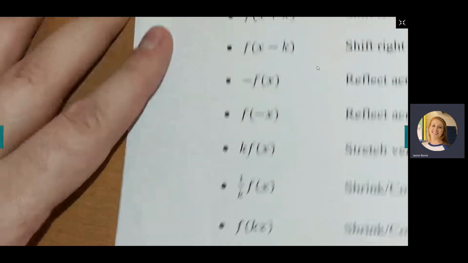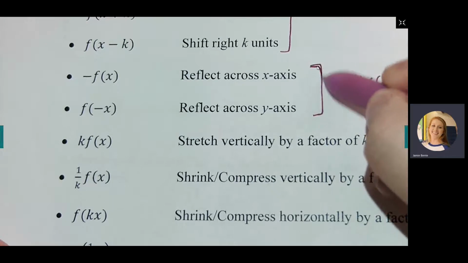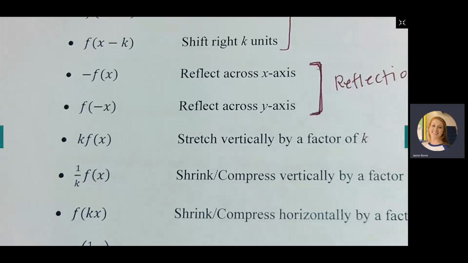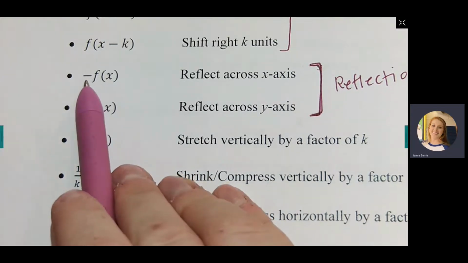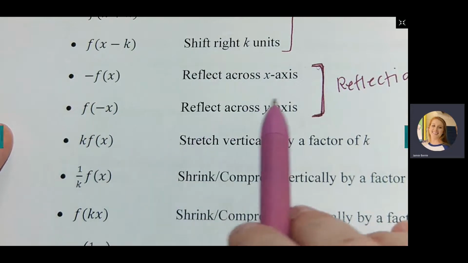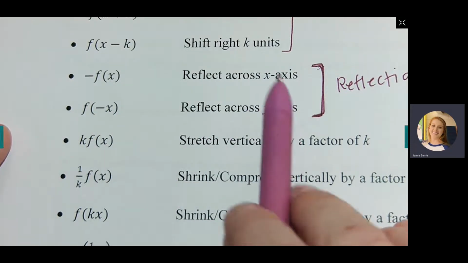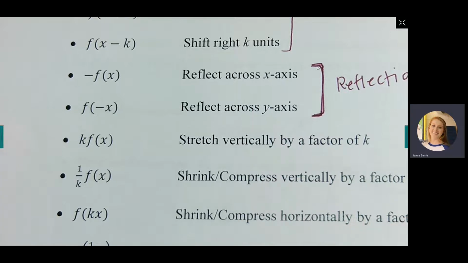All right, so next we have reflection. So we're looking at these 2 reflections. If you're multiplying by a negative on the outside, that's a reflection across the x-axis. So here you have a negative on the outside. If you're multiplying by a negative on the inside, then that's a reflection across the y-axis. So negative on the outside is the x-axis, negative on the inside is the y-axis.